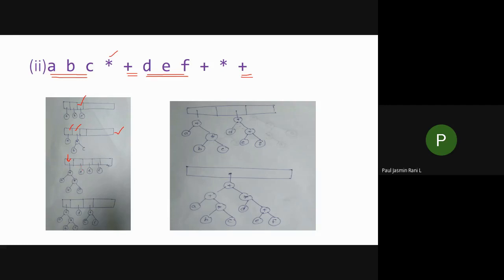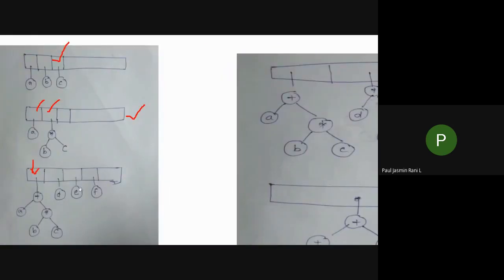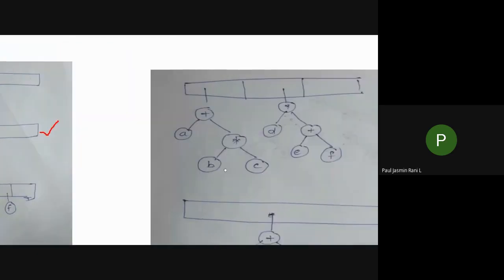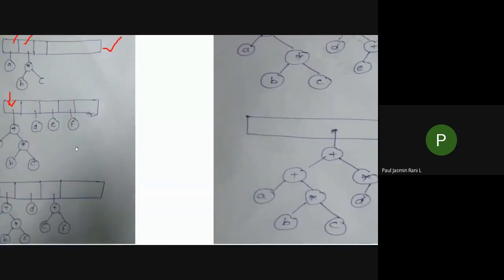So the first one is D, the second one is E, the third one is F. I pushed all the operands inside the stack. So the next one is plus. If it is plus, what do I have to do? I have to pop the first two elements. The first one is F and the second one is E. After popping those, again I have to form an expression tree. Then I have to push that inside the stack.